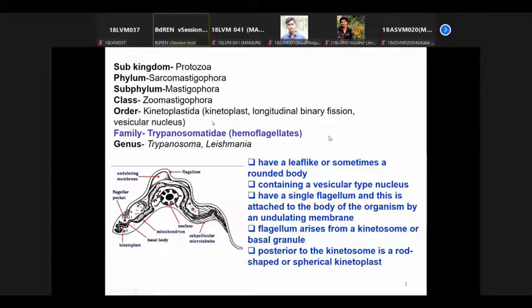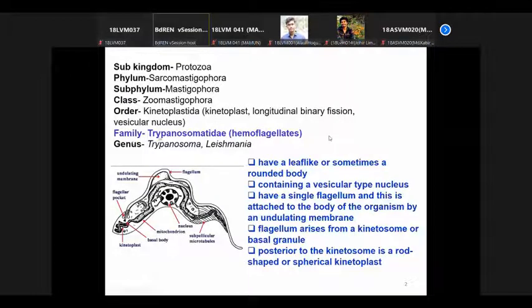So you can remember the characteristics of Kinetoplastida as they will have kinetoplast, longitudinal binary fission. The process of reproduction, binary fission is longitudinal, and nucleus is vesicular type. Okay.